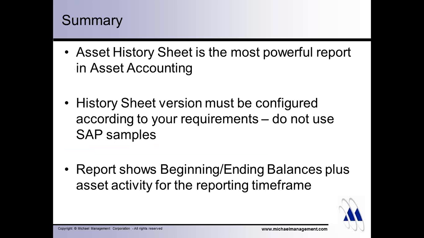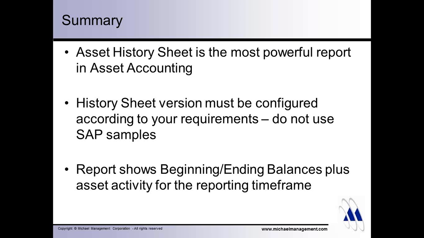Okay, then in summary, we understand now that the asset history sheet report is the most powerful report we have available in asset accounting. We also understand that we have to have an asset history sheet version, and it must be configured according to our requirements. We should not be using those sample SAP versions because they don't necessarily fit our accounting standards, and they may not be complete. So we really need to spend the time and define a version for ourselves, and that's not a big deal. You can do that in configuration in a matter of a few hours.